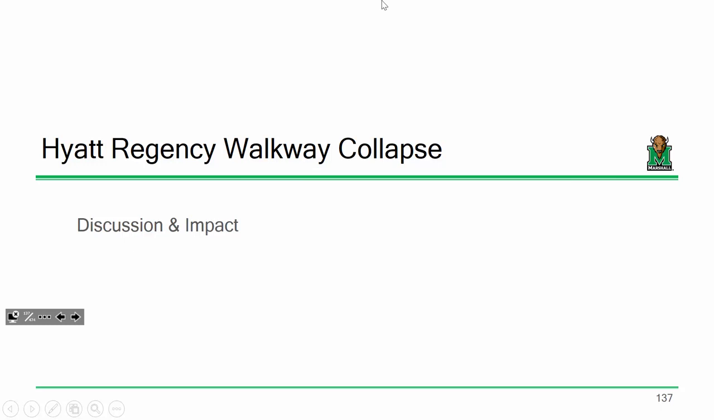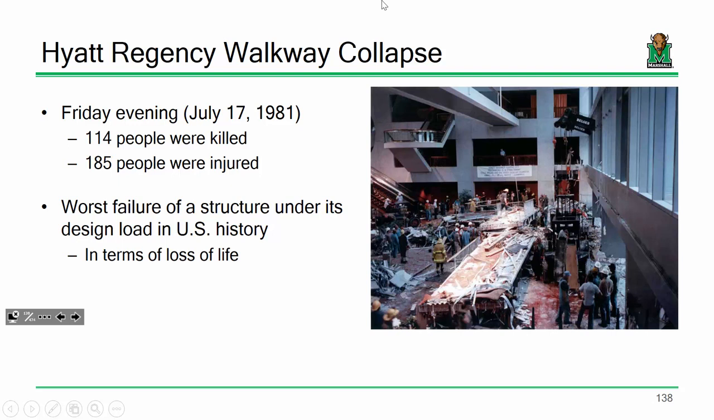So let me talk a little bit about this event. I hope I turned that on. So this was a collapse of an elevated walkway in the hotel lobby of the Hyatt Regency out in Kansas City. Now, this was a while ago. This happened in the early 80s, but this was a big one in our field.